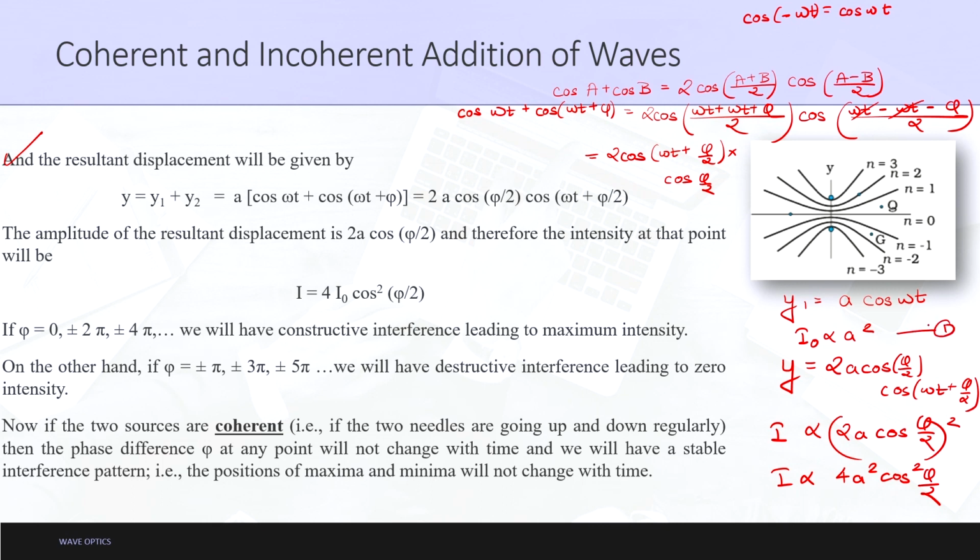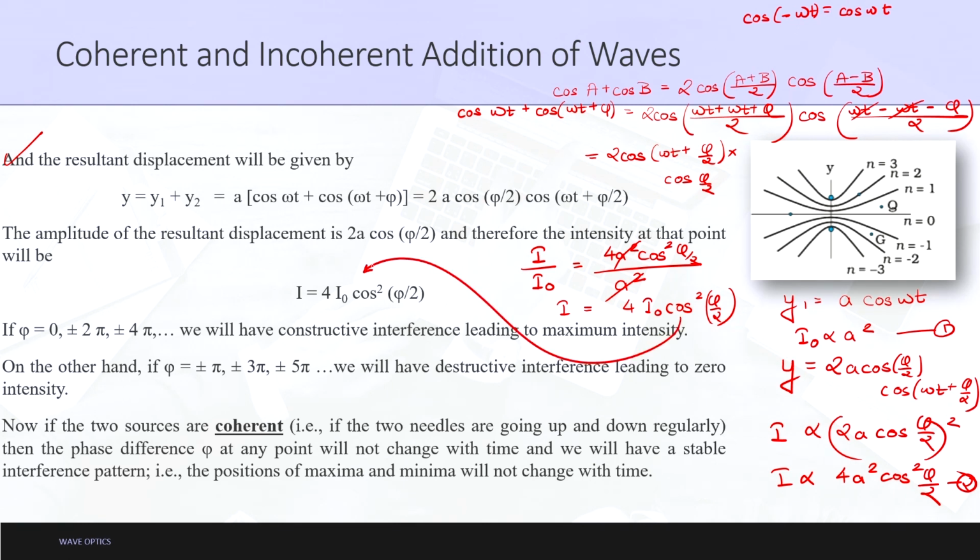Now, using this and this, if we divide both equations, I by I naught is equal to 4a squared cos squared (phi/2) upon a squared. Sorry, no, this is right. So now a squared gets cancelled, hence I is equal to 4 I naught cos squared (phi/2), and this is the same mathematical formulation being explained here. So I is equal to 4 I naught cos squared (phi/2).